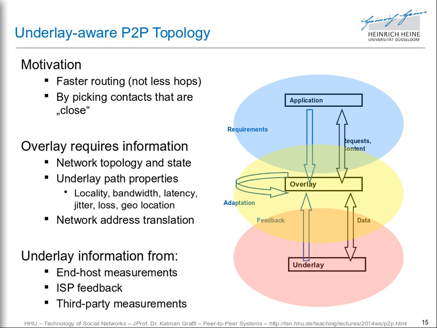Yes. So for this the overlay requires information about the network topology and the state, and other underlay path properties like the locality, bandwidth, latency, jitter, loss, geolocation. And for example, we have to know about network address translation. So whether a node uses a NAT and is not reachable from outside, so we have another delay to route via a NAT traversal. STUN server, for example.